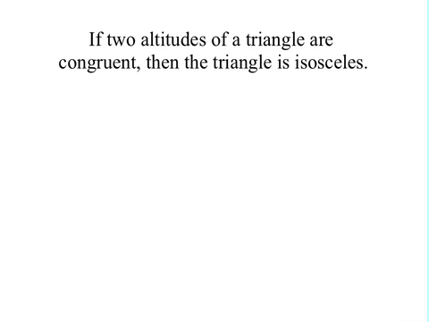In this lesson, we're going to sketch some diagrams and set up some proofs based on some given information. In our first example, the given information is, if two altitudes of a triangle are congruent, then the triangle is isosceles. Well, since we're trying to prove that the triangle is isosceles, we'll draw a sketch of an isosceles triangle. We'll not mark it as isosceles because we haven't proved that yet.